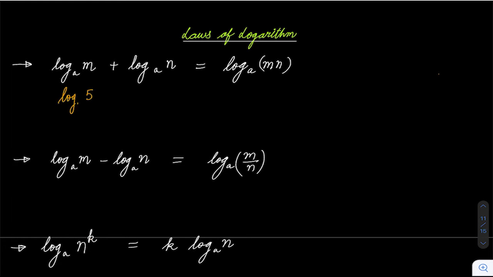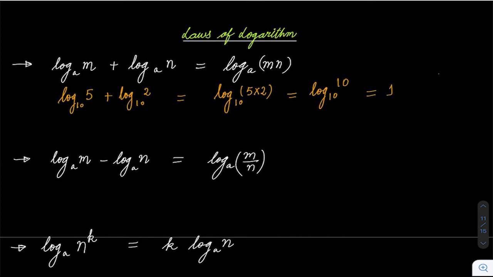Log of 5 base 10 plus log of 2 base 10. So I can write this as, base is same, logs are adding, so I can multiply the numbers. So I will get 5 times 2, which is nothing but 10. So I have log of 10 base 10. And we know this is nothing but 1. We just discussed how to find this.